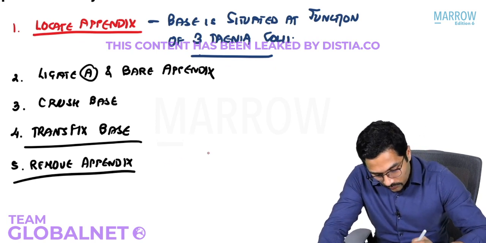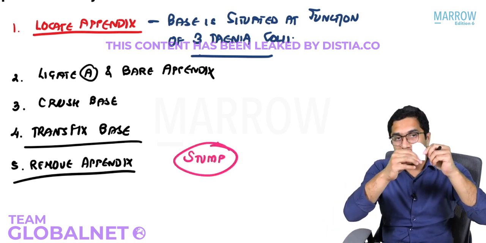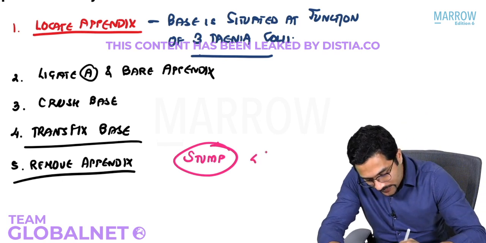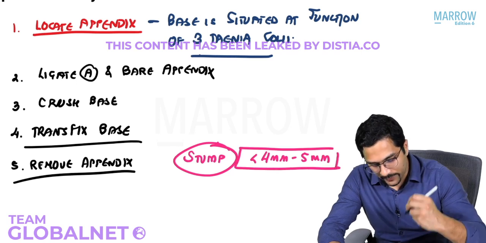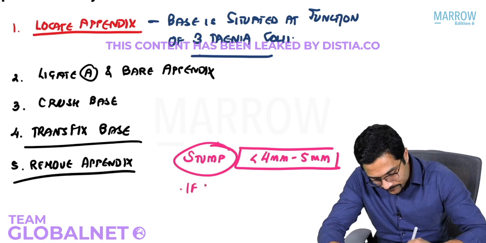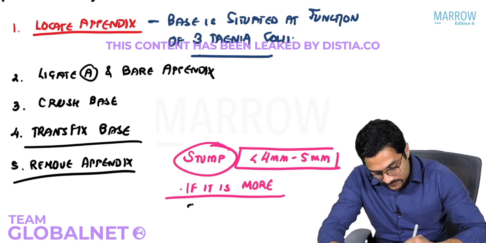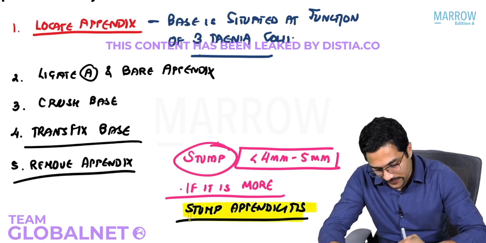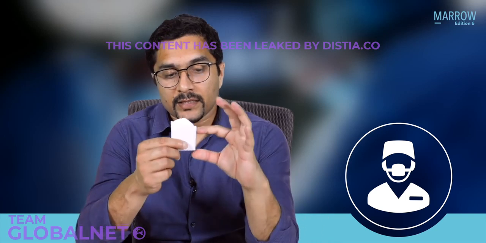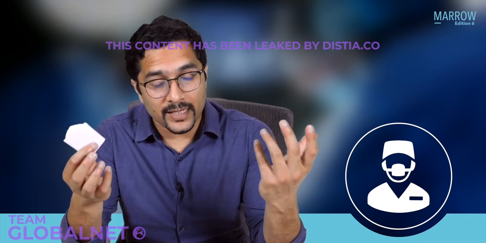Now one thing which you should know is that the stump of the appendix, the stump which is left behind, should be less than 4 to 5 millimeters. Because if it is more, it can give rise to stump appendicitis. Very important for the exam. This has been mentioned in the latest Sebastian as well. Stump appendicitis is when this stump which is left behind inflames and it gives rise to features similar to appendicitis.